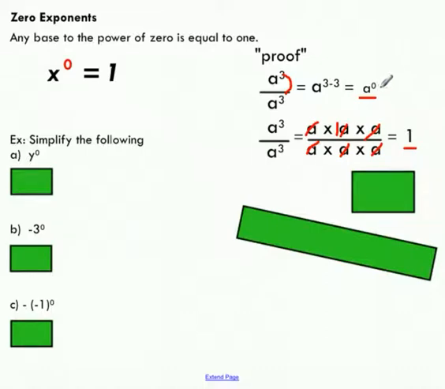From this, we can make a leap in logic and assume that a to the power of 0 is in fact 1. That's sort of your mini proof for this power rule. So any base in general to the power of 0 is equal to 1.